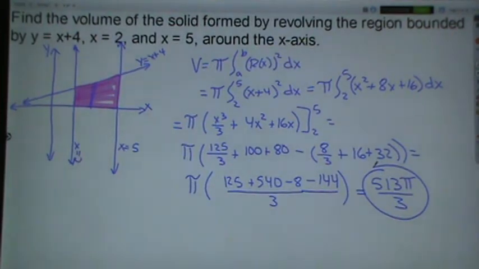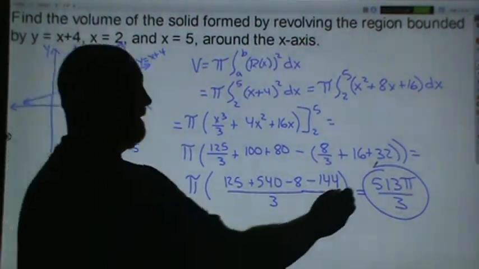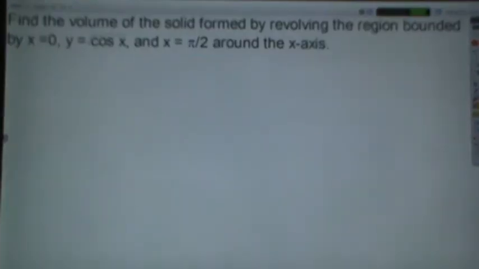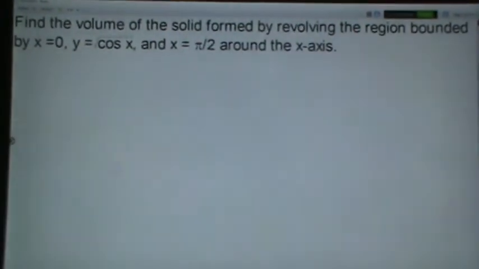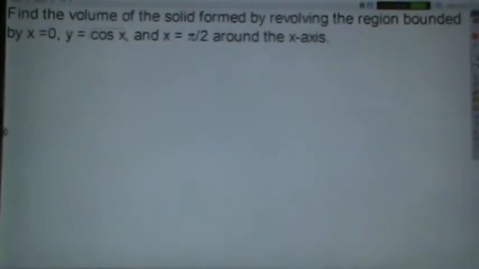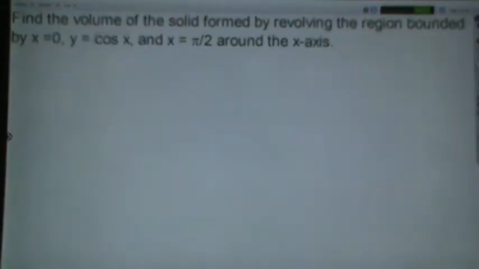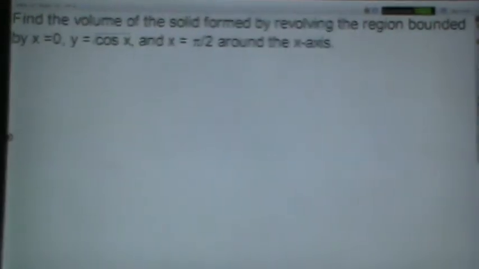So that should tell me the volume of the solid formed by revolving the region around the x-axis. Let's try another. Find the volume of the solid formed by revolving the region bounded by x equals 0, y equals the square root of cosine of x, and x equals pi over 2 around the x-axis.